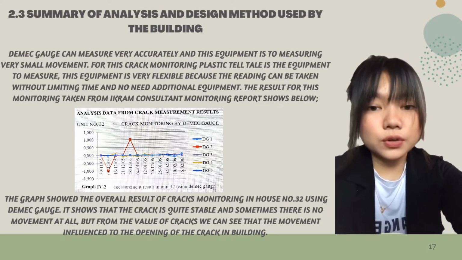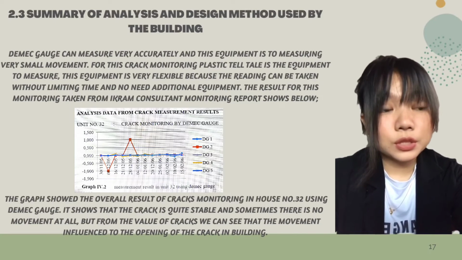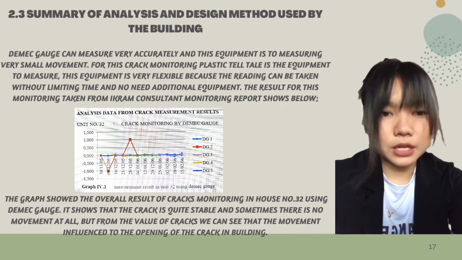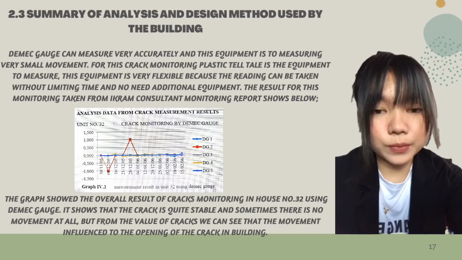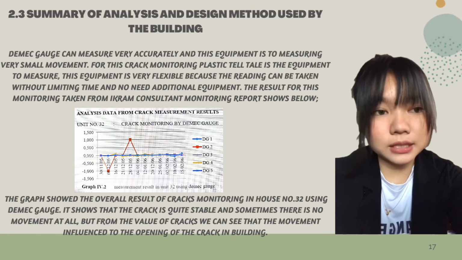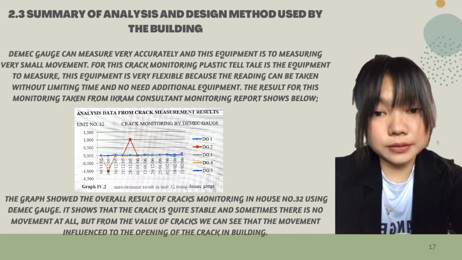The diagram shows the overall result of crack monitoring in house 32 using the demi-gauge. It showed that the crack is quite stable and sometimes there is no movement at all. But from the value of the crack, we see that the movement influenced the opening of the crack in the building.